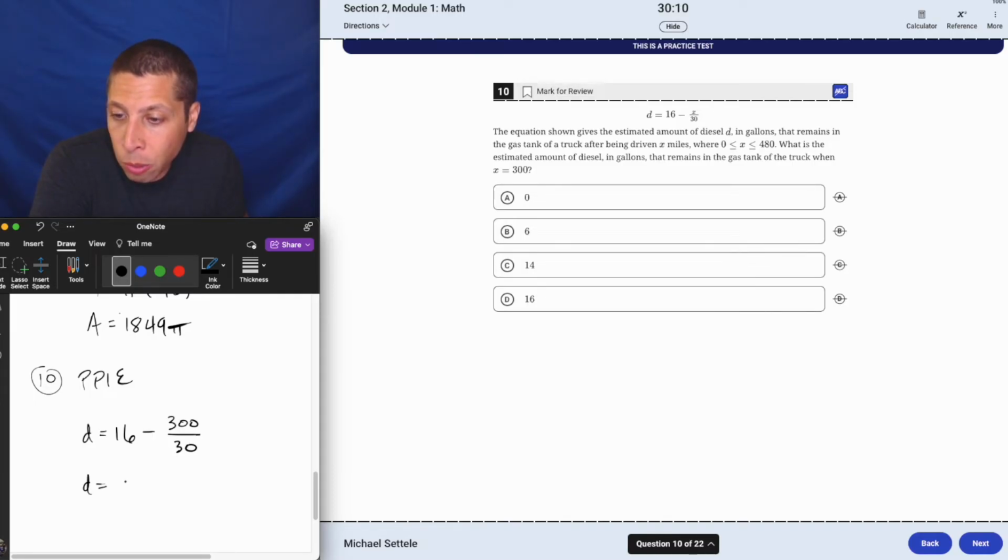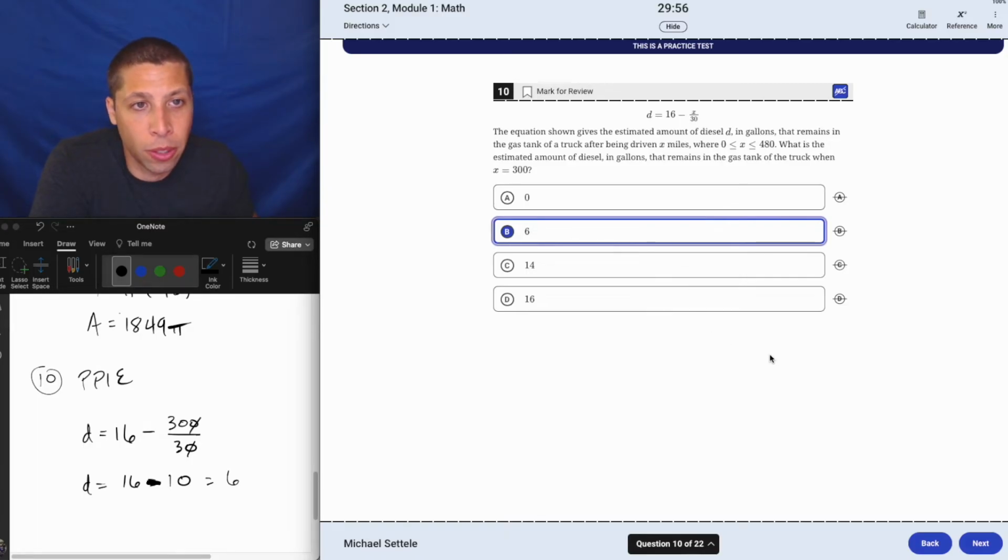So d is equal to 16 minus, so that goes, and that becomes 10, right? 300 divided by 30 is 10, so that is 16 minus 10, which is 6, right? Did I do anything wrong? I mean, I could check it. 300 divided by 30 is 10. 16 minus 10 is 6. Okay.